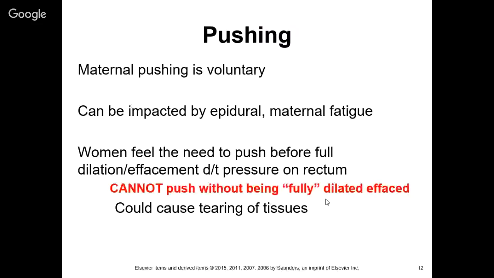Pushing. Maternal pushing is voluntary. It can be impacted by epidural spinal anesthesia or if the mother is really tired. Women may feel the need to push before they are fully dilated and effaced, because of pressure on the rectum, but they cannot push until they are fully. This can cause tearing of the tissues, which is a vaginal laceration.